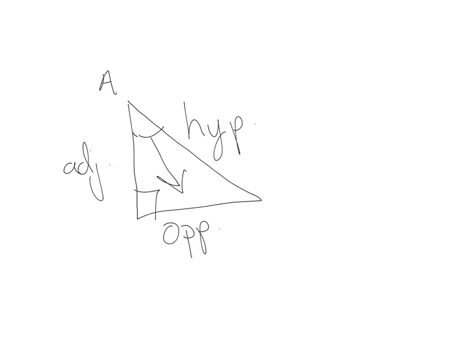So adjacent and opposite will switch if we're talking about angle B instead of angle A. If we're talking about angle B, all of a sudden this becomes opposite and this becomes adjacent, right? Because this is the one next to angle B, and that's the one directly opposite angle B. So that's something else to keep in mind.